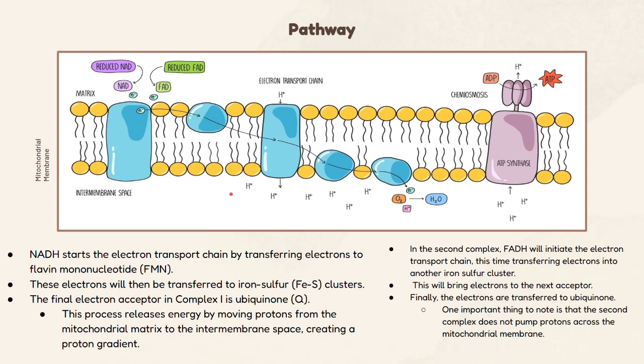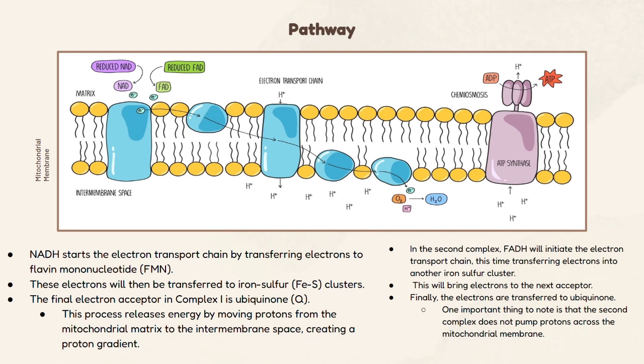In the first complex, NADH will initiate the electron transport chain by transferring electrons into flavin mononucleotide, or FMN. Afterwards, electrons are transferred towards iron-sulfur, or FeS, clusters. The final electron acceptor of complex 1 is called ubiquinone, also called Q. As this process occurs, energy is released via the translocation, or movement, of hydrogen ions from the mitochondrial matrix to the intermembrane space across the inner mitochondrial membrane, which contributes to the formation of a proton gradient.